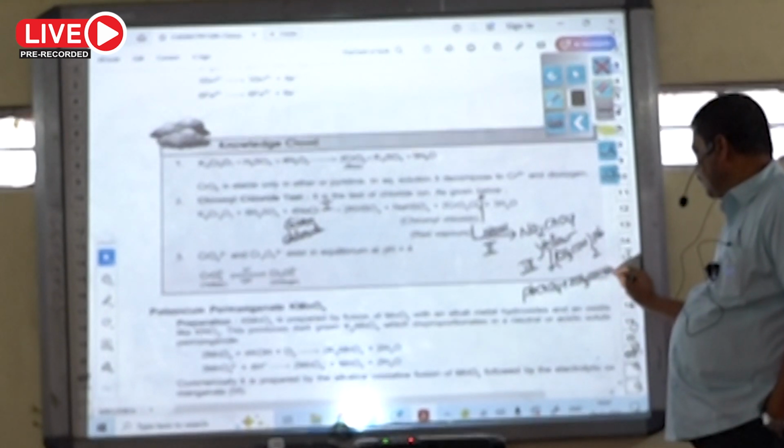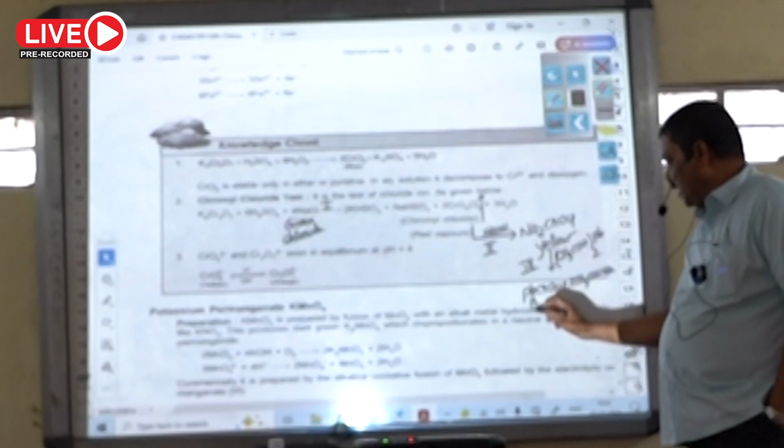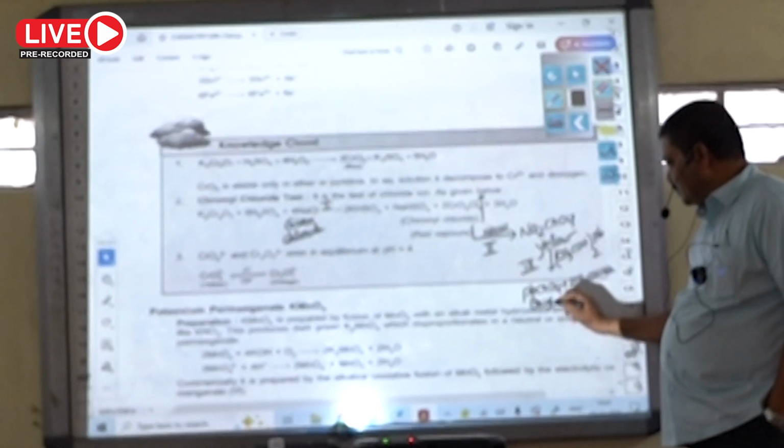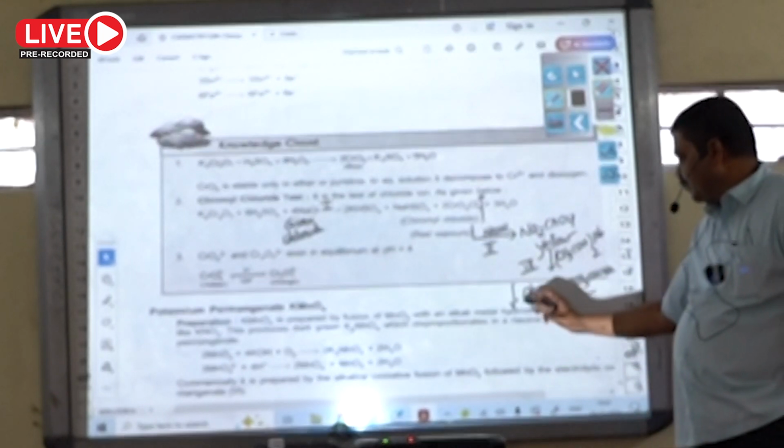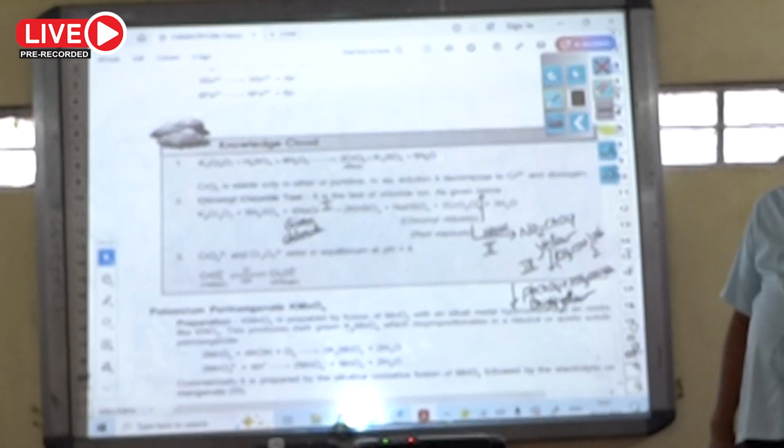2CH3COONa. Bright yellow precipitate, arrow downwards. So the chromyl chloride test contains three parts. You must read this thoroughly. It is so important.